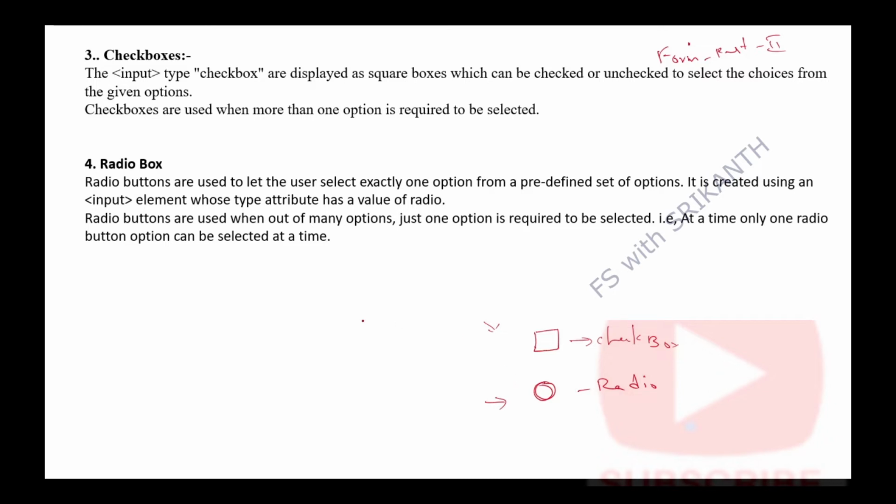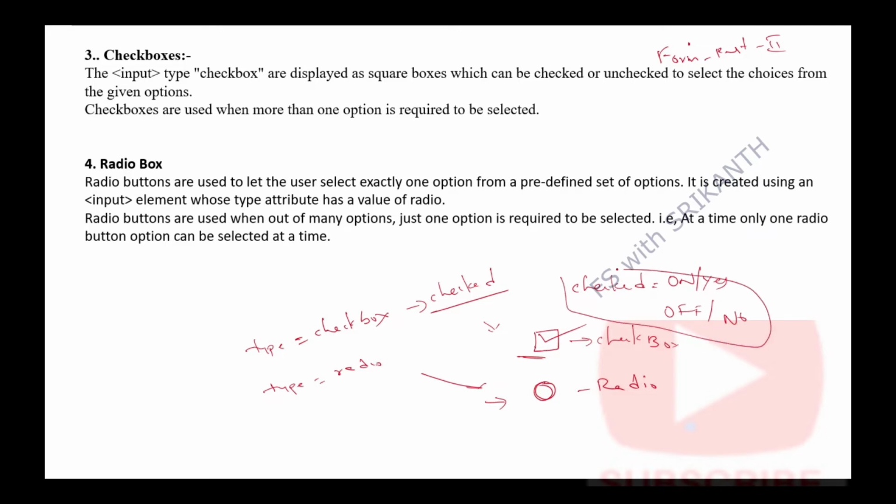When we use type equal checkbox, automatically this will be created. And when we create type equal radio, this will be created. And if in case we use the checked attribute, by default it comes checked, meaning on. So here we use checked equal on, yes, on means yes or no, and we can write off or no. We will check this checked attribute in detail. Checkboxes are a collection of values, and radio buttons are a group of values. From the group of values, the user may pick one particular one, right?